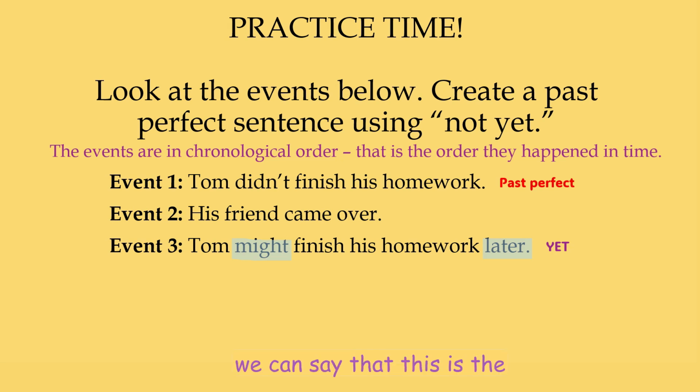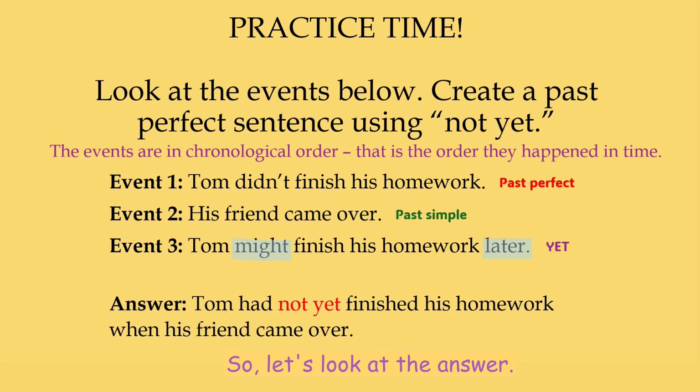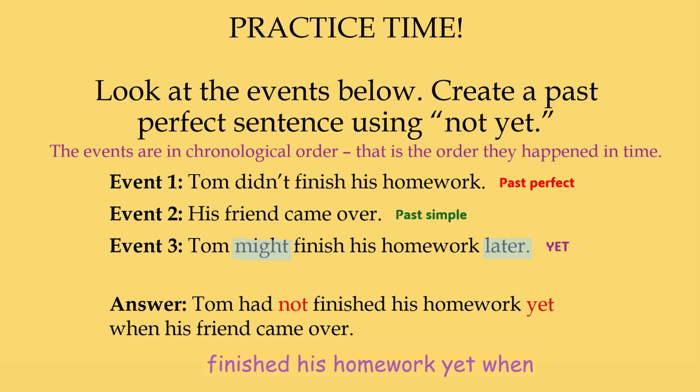So we can say that this is the yet part of our sentence. So which event is in the past simple? It's event number 2. His friend came over. So let's look at the answer. Tom had not yet finished his homework when his friend came over. And as we know, we could also say Tom had not finished his homework yet when his friend came over. They're both correct.